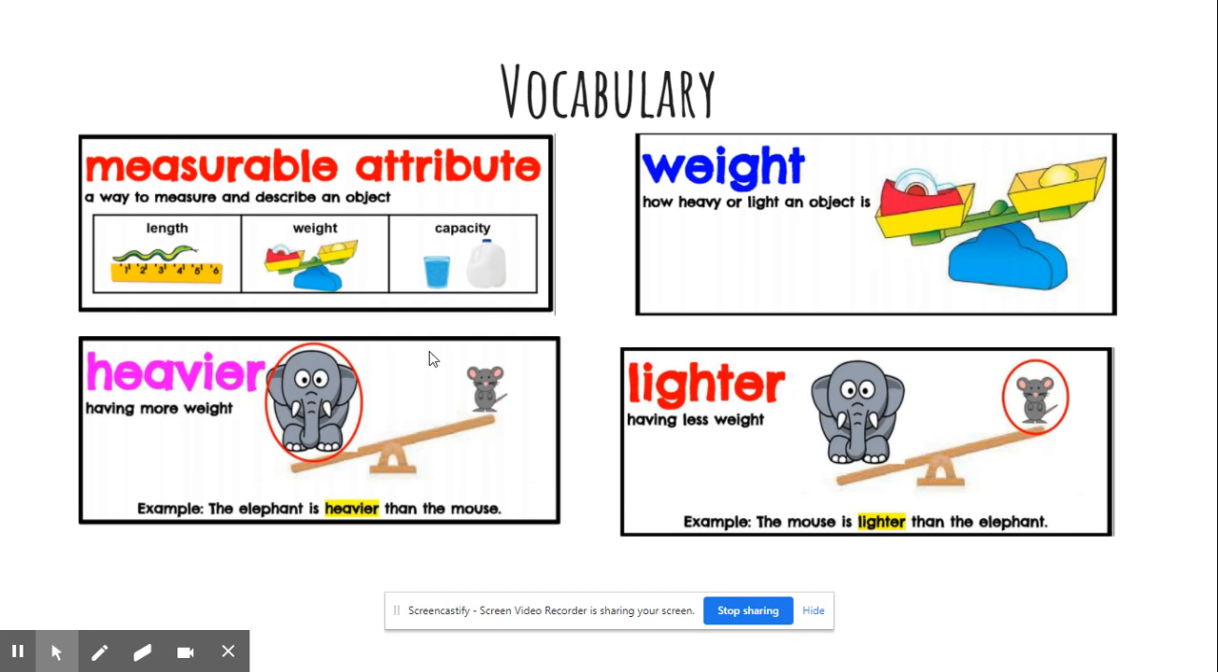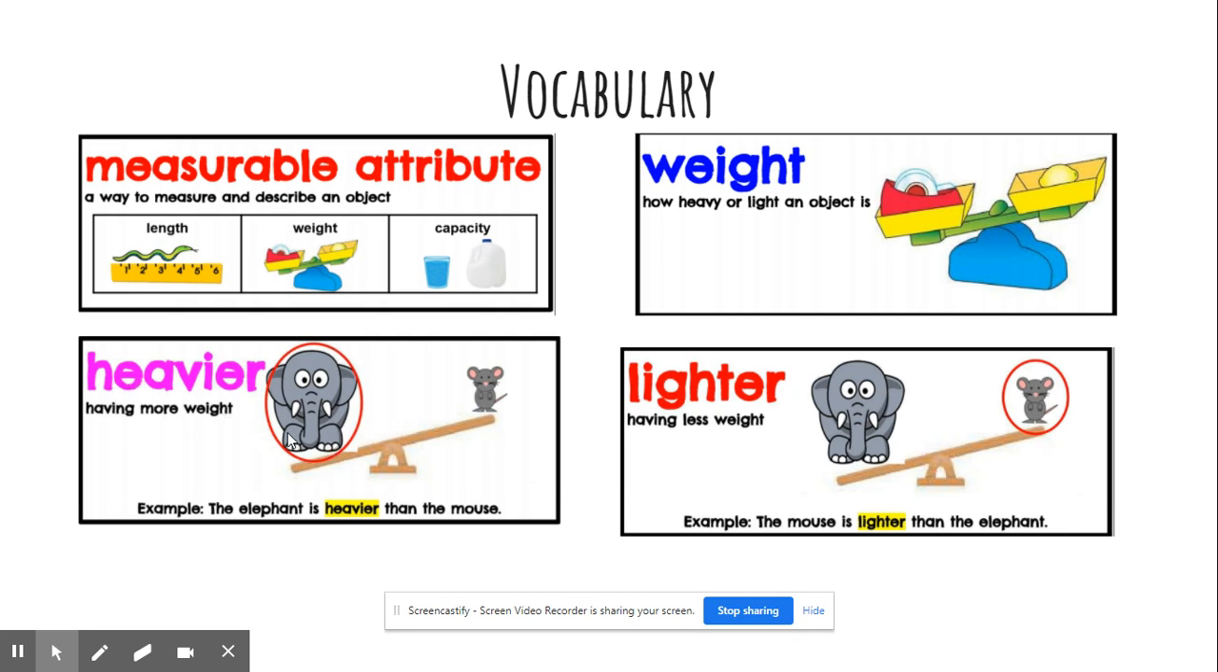Okay, our next vocabulary word is heavier. Can you say heavier? Heavier means having more weight. Can you say that? Good job. And if you notice, they're using a scale to measure the weight of an elephant and a mouse. Now, this is the word heavier.